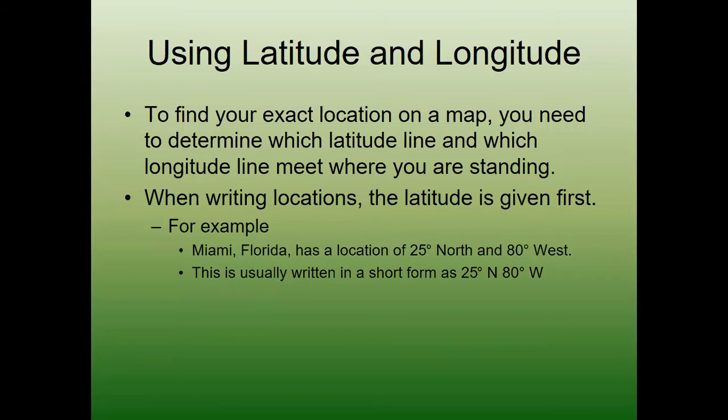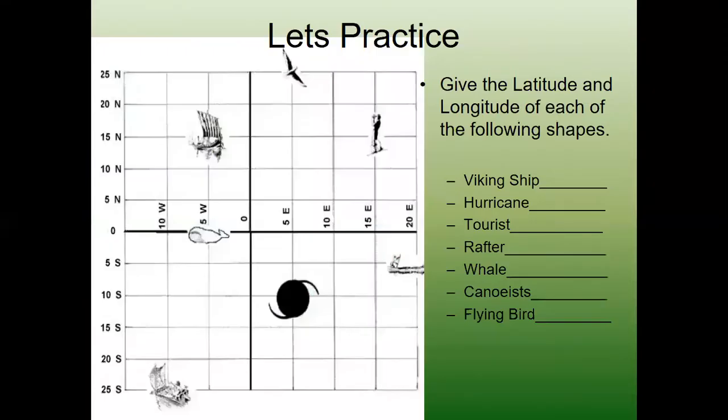Okay, so to find your exact location on a map, you need to determine which latitude line and longitude line meet where you're standing. Now, we can do this on a PowerPoint, but I think when I end up doing it on the worksheet and showing you how to find it with yourself, I think it's going to go a little bit better. So we'll just skip through that. So right here, here's a great example, okay? These locations are all right on the lines, so we can probably make a good estimate just by looking at it. So we see these locations right here.